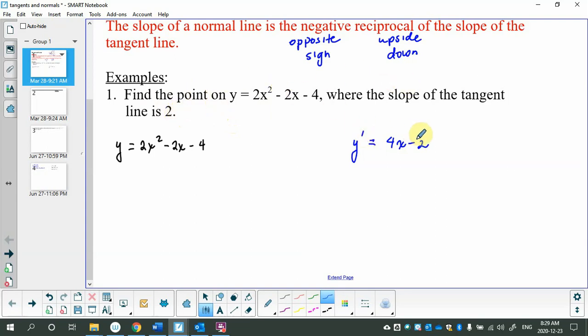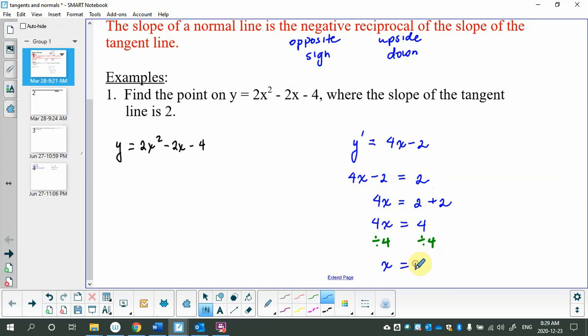So here is the slope of the tangent line, this little formula right here. So I should be able to take 4x minus 2 and equal it to the slope of the tangent line, which they're telling me is 2. And then, because it's linear, no exponents on the x's, I can take all my numbers to one side, all my letters to the other side, and I end up with an x value.